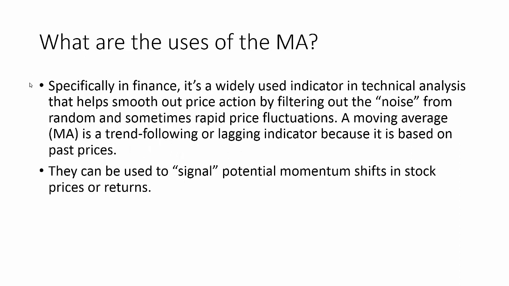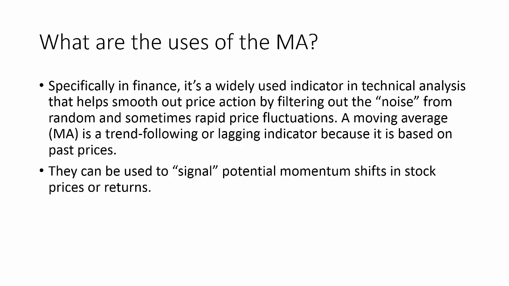Moving averages are probably most widely known to be used in finance. It's widely used as an indicator in technical analysis, and these indicators help smooth out price actions by filtering out the noise from the random up and down motions that happen in prices of stocks. A moving average is a trend that follows or lags behind the stock price, so it's considered a lagging indicator because it's based on past prices.